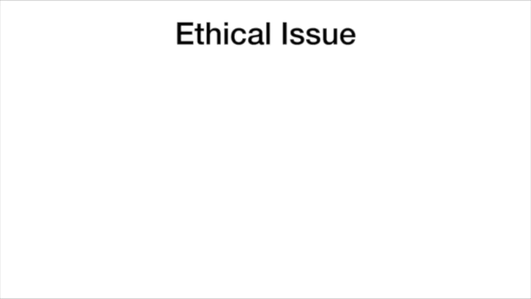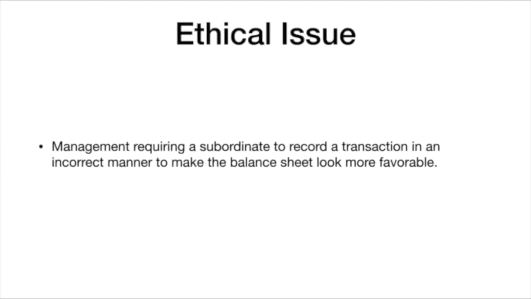An example of an ethical issue in accounting would be if management required a subordinate to record a transaction in an incorrect manner to make the balance sheet look more favorable to lenders or stockholders. In the event of such action, ethics would remind us to report the action to upper management and quickly fix the books.